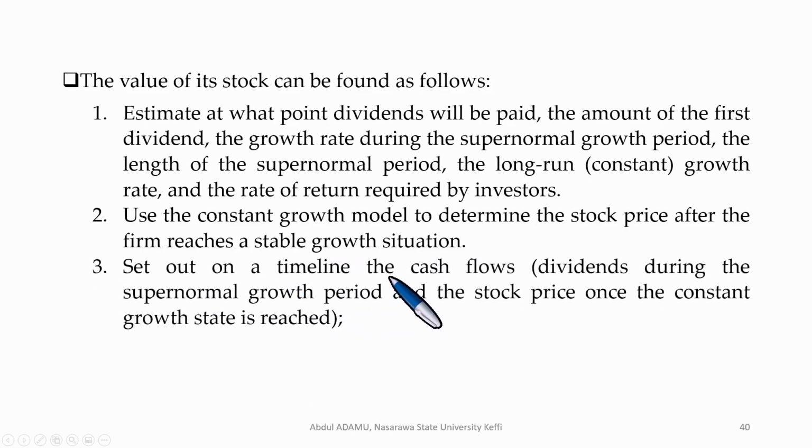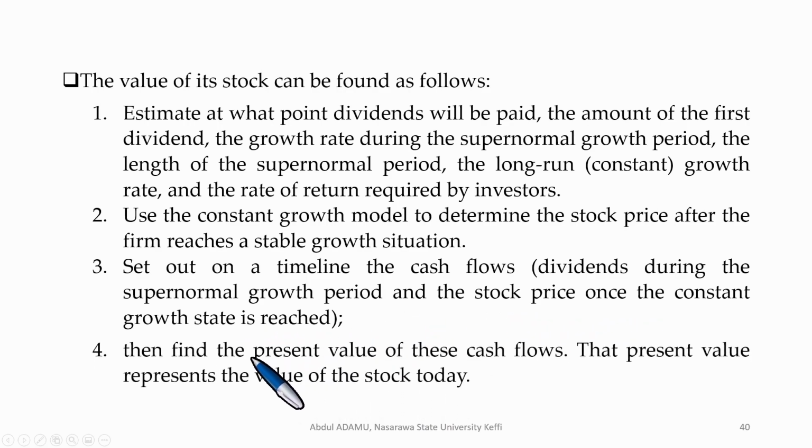Then set out a timeline of the cash flow, that is dividends during the supernormal growth period and the stock price once the constant growth state is reached. Then find the present value of this cash flow. That present value represents the value of the stock today. So let's take an example and demonstrate this.